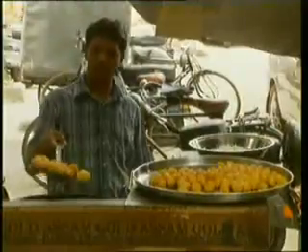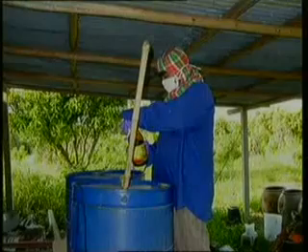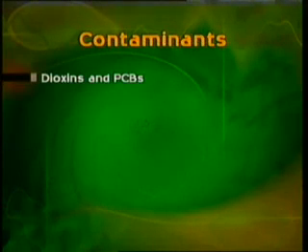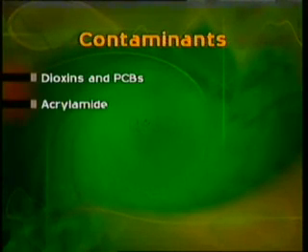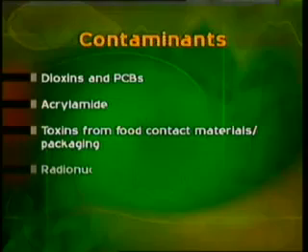What are contaminants? Contaminants are chemical substances that enter our food unintentionally during processing, preparation, treatment, packaging, transportation or holding. Contaminants are toxic or hazardous substances in soil, water or air that may increase health risks depending on the likelihood of exposure and toxicity. Some examples of contaminants are dioxins and PCBs, acrylamide, toxins from food contact materials and packaging, and radionuclides.